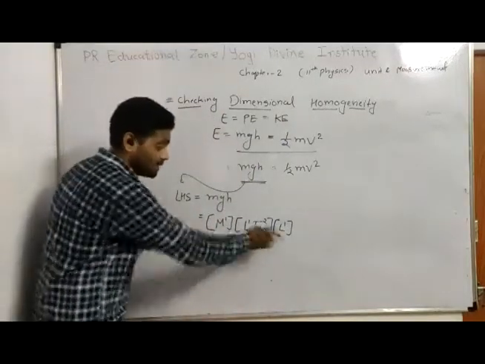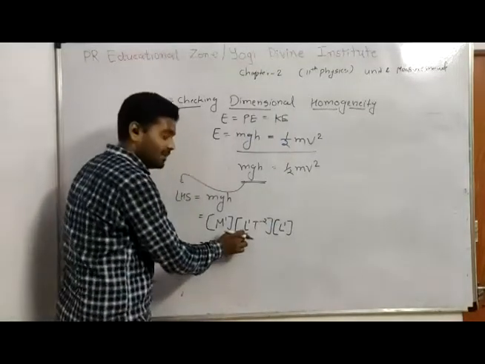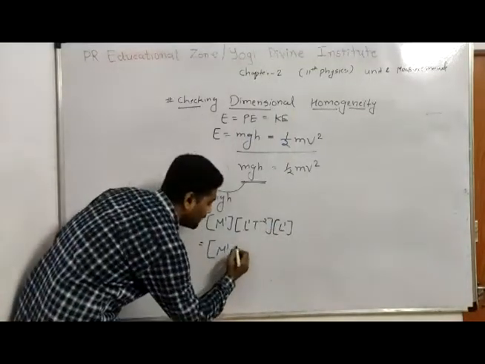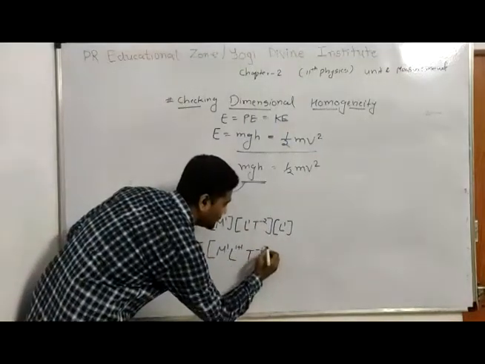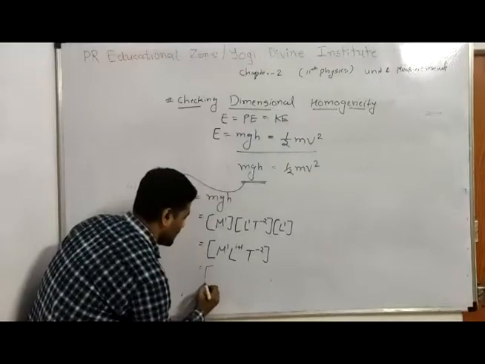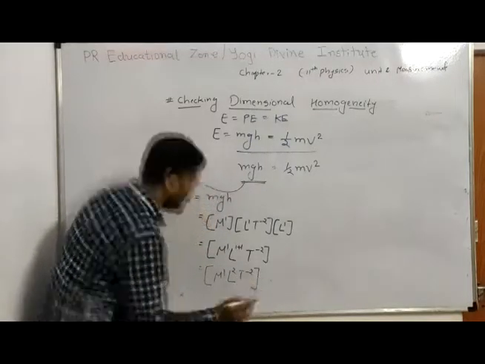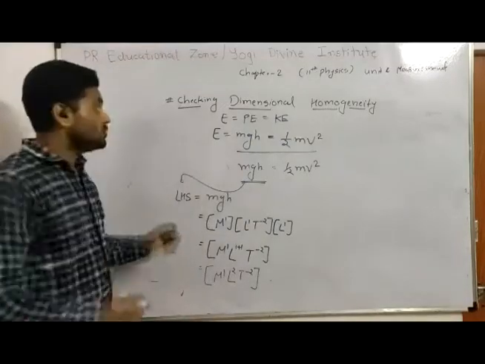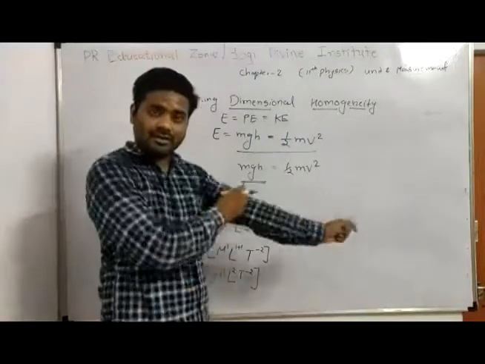So after solving, all the bases are equal. Here M is only available once, so M1 will be there. Here we have L1 and L1, so this will be L1 plus 1. T minus 2 is our own parameter, so T minus 2. So the final answer is M1, L2 and T minus 2. This is our answer for the left hand side. Now to check the dimensional homogeneity of this equation, we have to check the right hand side also.